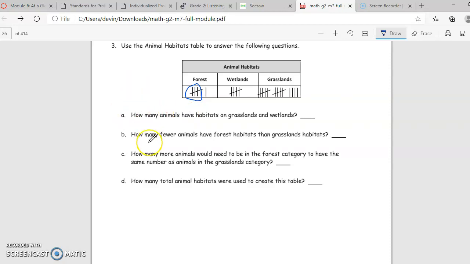Other questions that go along with 3, how many animals have habitats on grasslands and wetlands? So that will set it up. Grasslands is 5, 10, 11, 12, 13, 14. And wetlands means we're going to add 14 plus 5. Okay, so we'll get the answer 19.